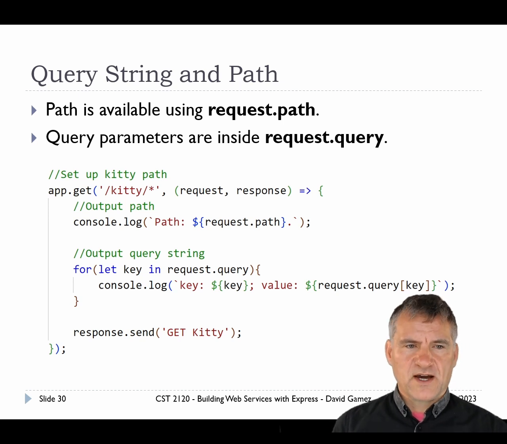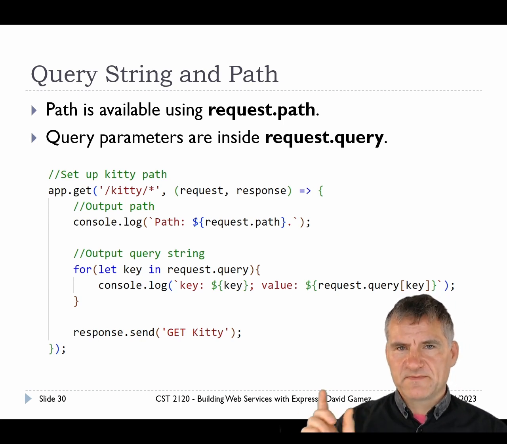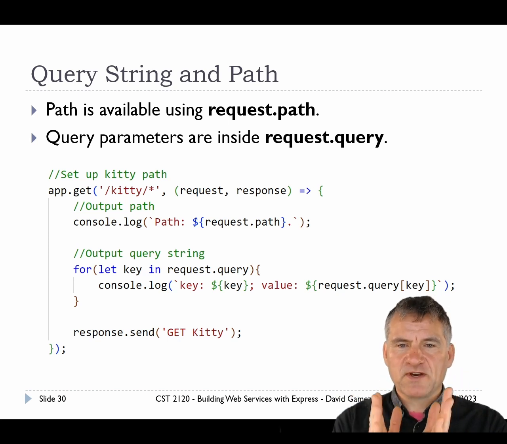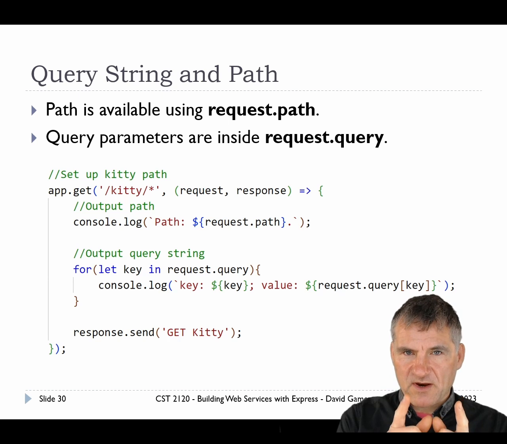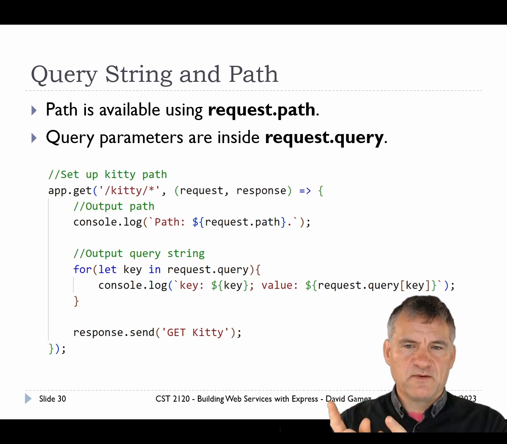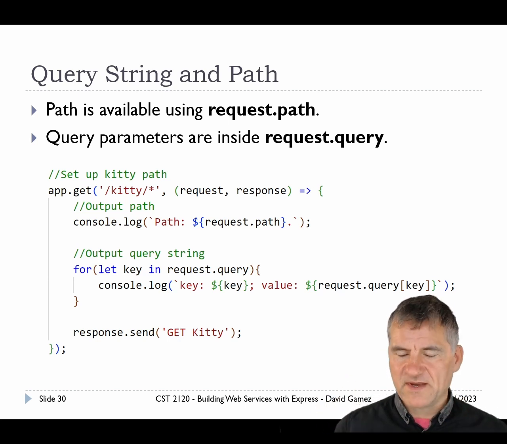So request.path will give us the path that's been sent to the server, and the query parameters are inside request.query. The query parameters are a set of key values. Standard request.query is a JavaScript object where the key is the name of the query parameter and the value is the value of the query parameter. I'll show you with a little example which will hopefully make it clearer.